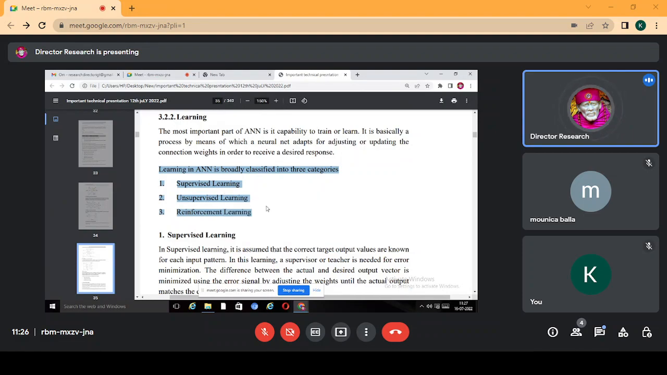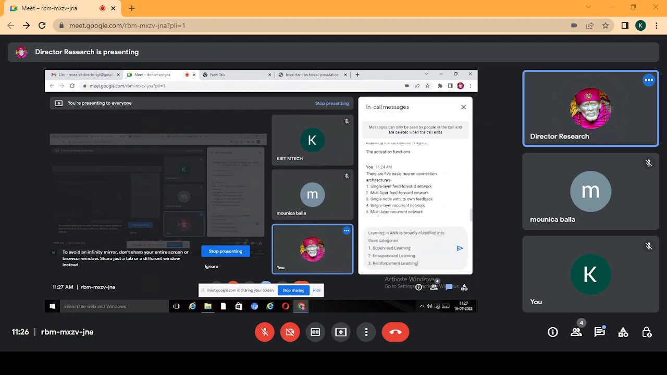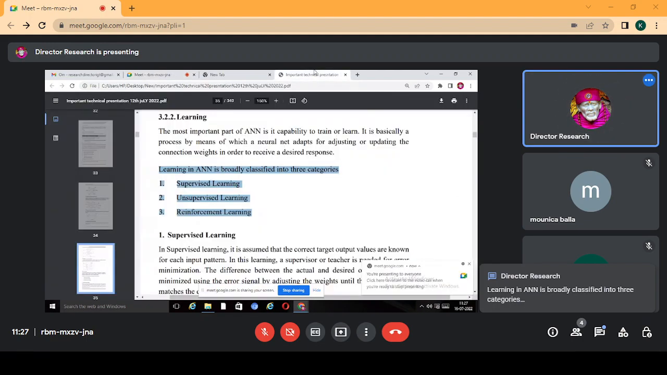I want to stop here. Okay, I will explain these categories in the next class. Just look into these three categories. They are the heart of the course. I've highlighted here. Learning in artificial neural networks is broadly classified into three categories: supervised learning, unsupervised learning, reinforcement learning.